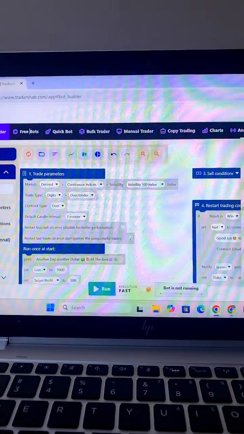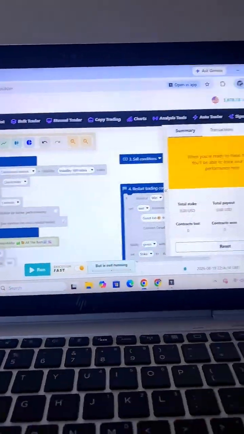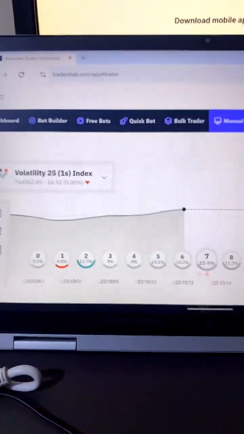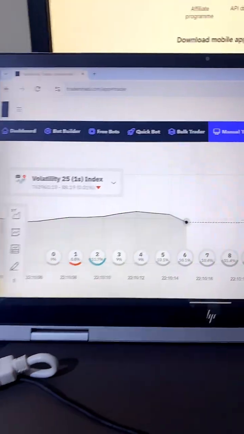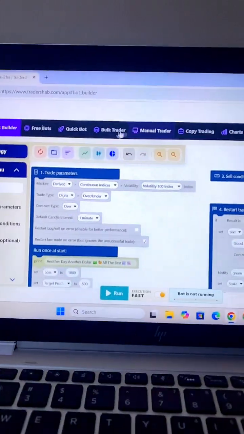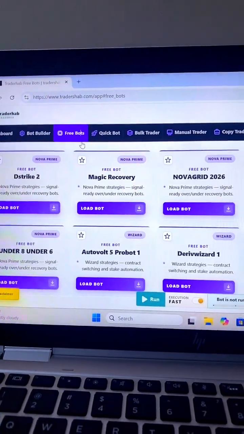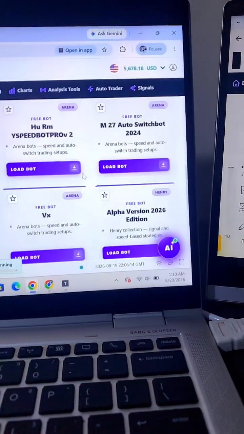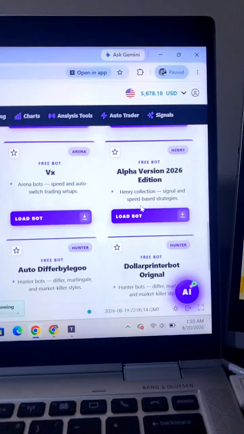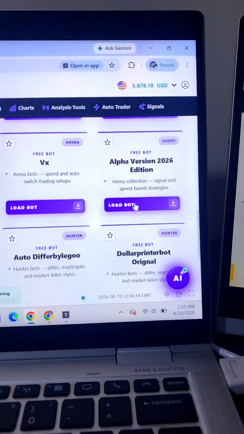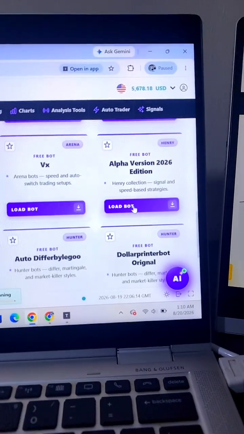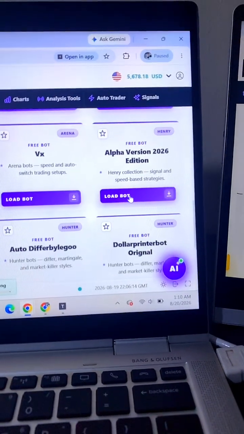Now look at this, and these are the steps that I want you to take. After opening the circles on one device or on the other side of the screen, now log in again to Traders Hub and move to where it is written freeboards. The moment you click freeboards, scroll down and select a board called Alpha version 2026 edition. This is the board that I want us to use to trade overs and unders.